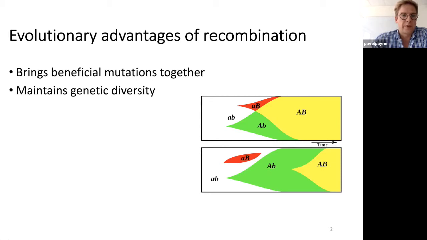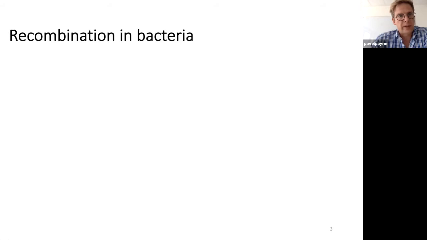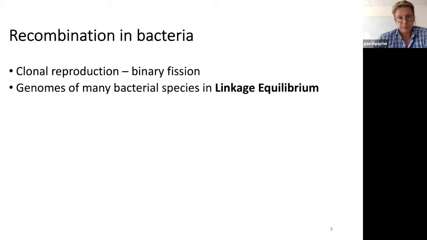Also, it maintains genetic diversity and purges deleterious mutations from the population, and as I said, in eukaryotes it is provided by sexual reproduction. Well, this is clear, but how about in bacteria? We know that bacteria reproduce by clonal reproduction, binary fission, yet they have ways of exchanging genetic information. It was shown already in 1993 that many bacterial species or their genomes are in so-called linkage equilibrium, which means that different variants of certain genes are not linked. Essentially, the genomes of different isolates are freely recombining.